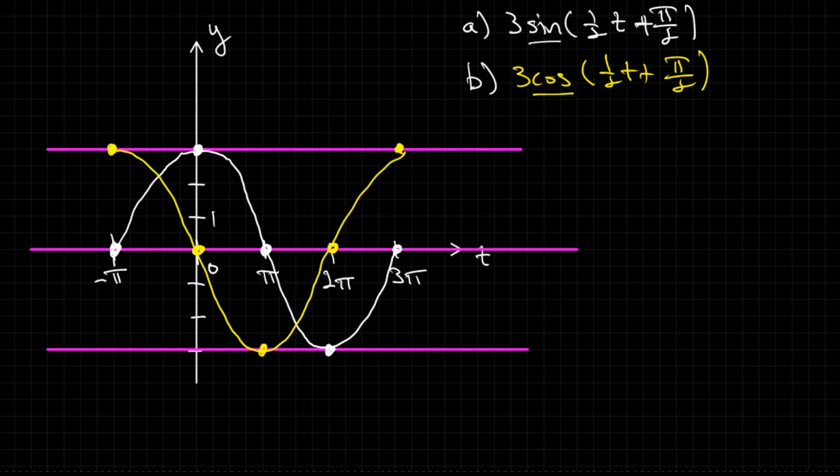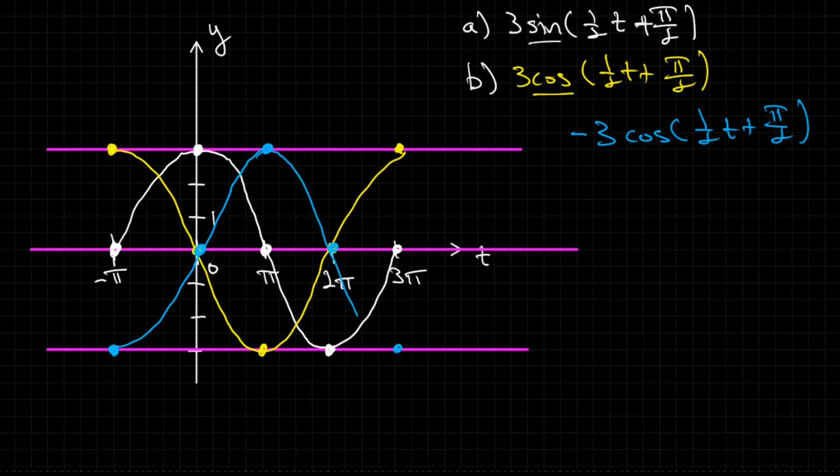For good measure, let's go ahead and graph -3 cosine of 1/2 t plus pi over 2. So we would have done the exact same work to figure out the midline and the important t-values. Then we would start at the bottom instead of the top, go to the midline, then up top, then back to the midline, then back to the bottom, and connect with a smooth curve. That, of course, represents the cosine curve of the parent function.